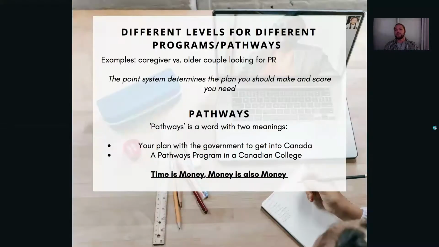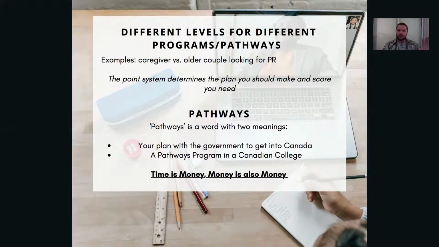So, the different plans. The plans that I'm talking about are usually spoken about with the word pathways. Pathways is a confusing word because there's 2 meanings. I want to talk about that now. So pathways, the first meaning is about the government. The government has created these plans to help people get into the workforce or into immigration in the country.